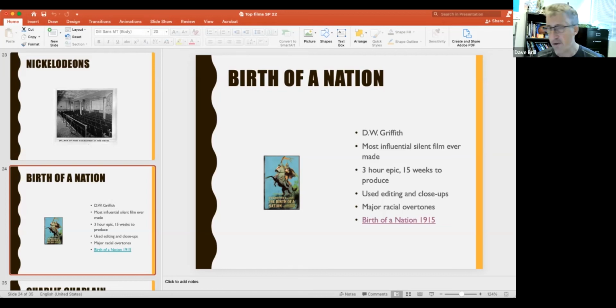It was, as many say, a brilliant Civil War drama, right? But what was so significant about it? Well, there are lots of layers. First of all, the positive, and then there's the negative. The positive is it established film as an art form, okay? Another positive is that it was the first feature-length film of over 60 minutes. It ran 3 hours.